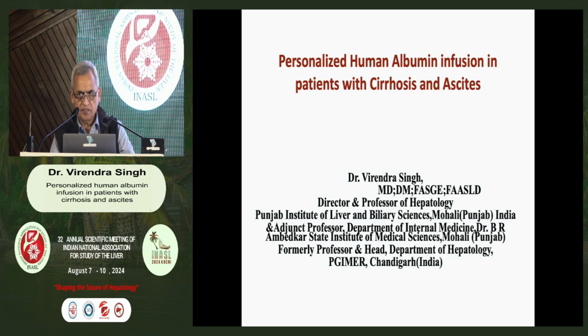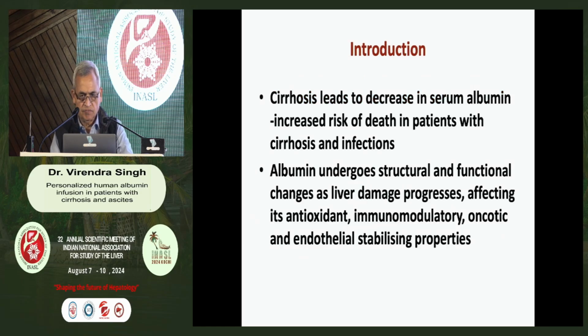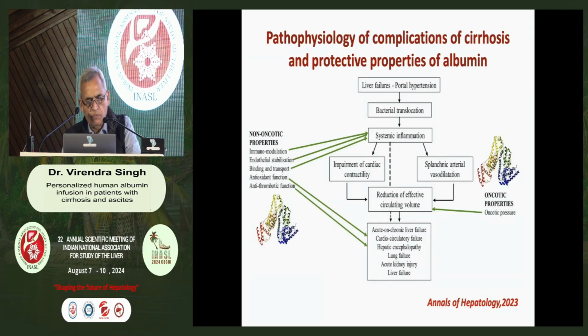In the next 15 minutes, I'll try to cover the use of albumin in patients with cirrhosis and ascites. After the development of cirrhosis, there is a decrease in the serum albumin, and there is an increased risk of death in patients with cirrhosis and infections. Albumin undergoes structural and functional changes as the liver damage progresses, affecting its antioxidant, immunomodulatory, oncotic, and endothelial stabilizing properties. This is the pathophysiology of the complications of cirrhosis and protective effect of the albumin.